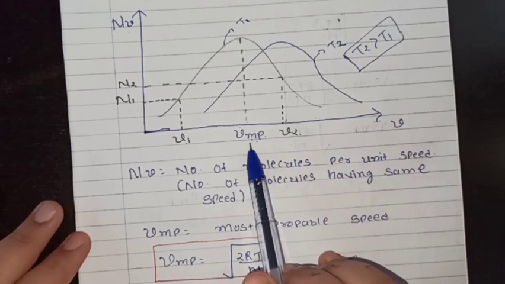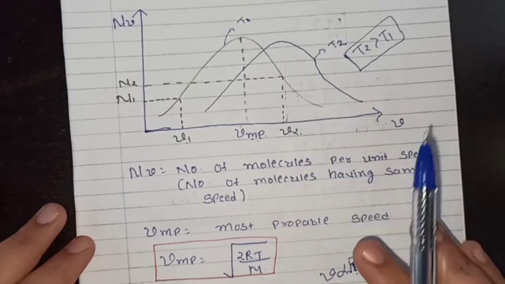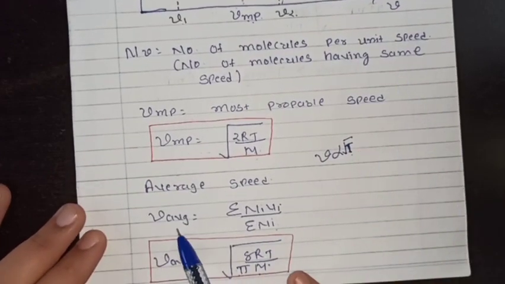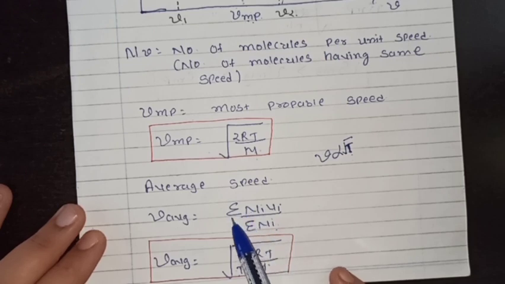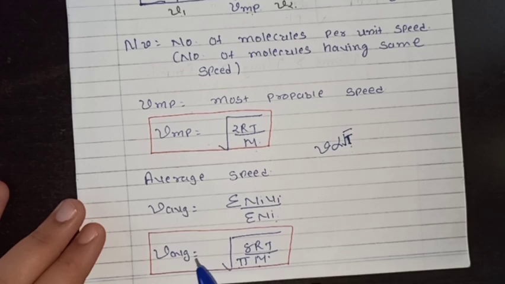We can find the most probable speed, we can find the temperature, which temperature is high, and also we can find the average speed for a finite number of molecules in this way, and for an infinite number of molecules the average speed will be under root 8RT upon pi M.